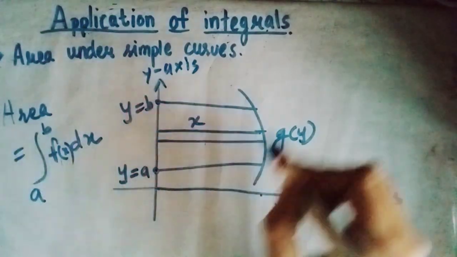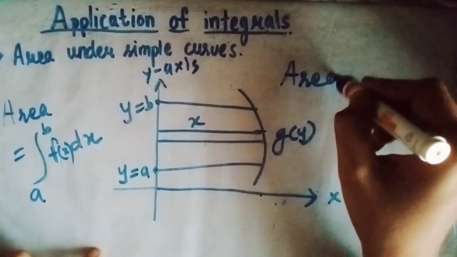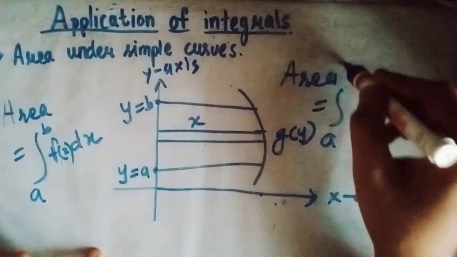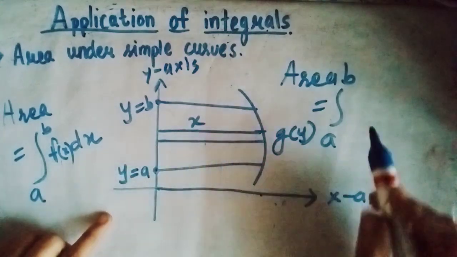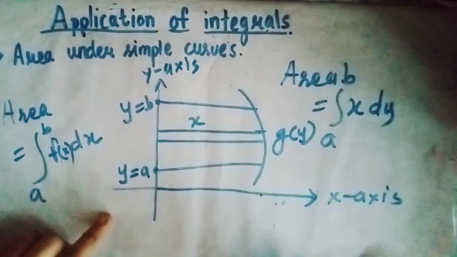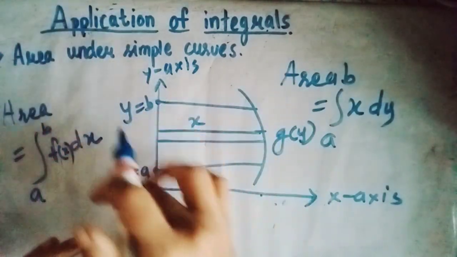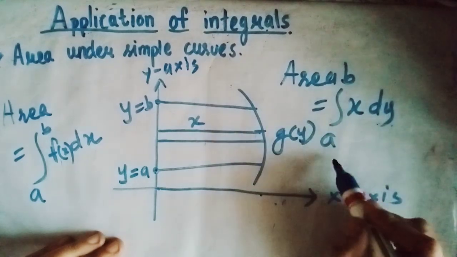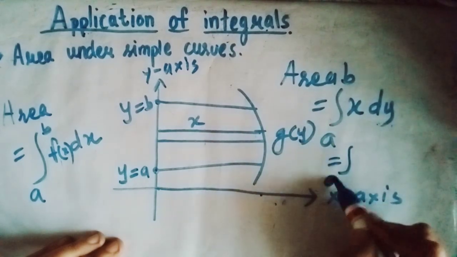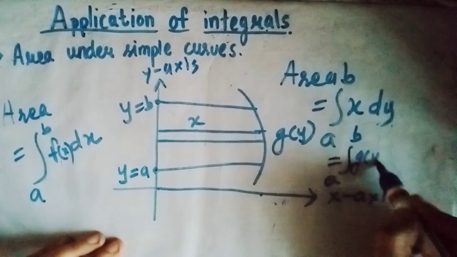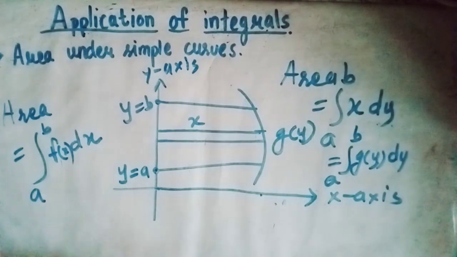So the area of this curve will be the integral from a to b of x dy. We are changing y now, that's why it is dy. So x is g of y, a function of y. So these are areas under simple curves. Let's see some examples.